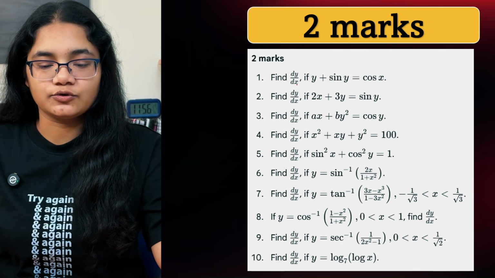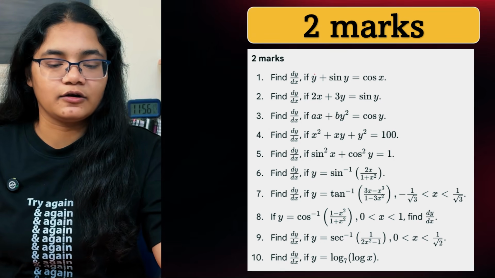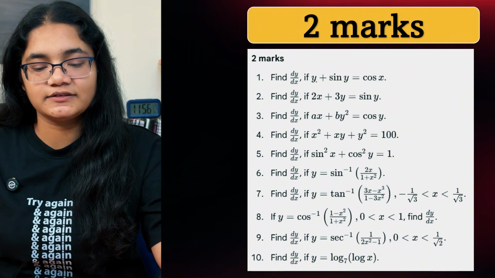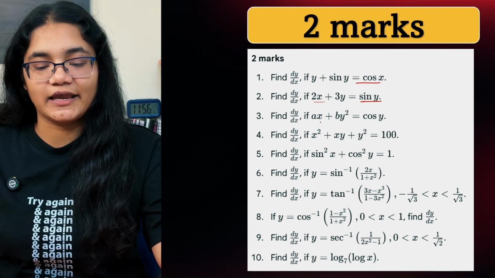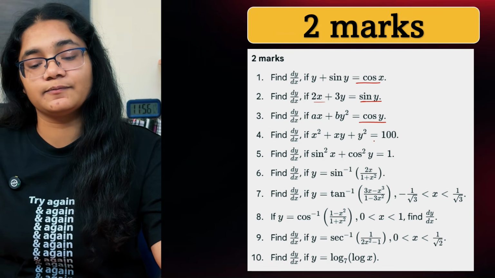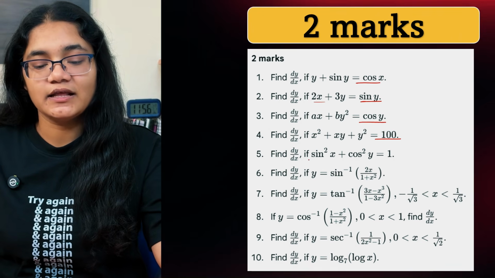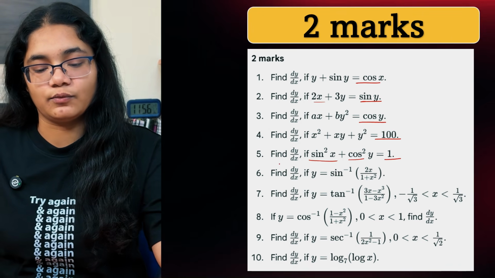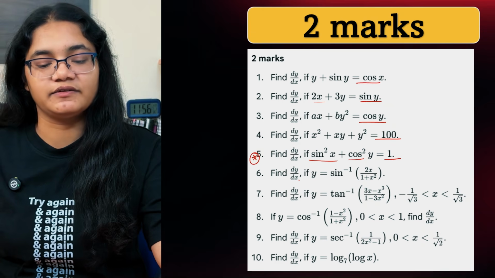Here are some direct 2-marker questions. Find dy/dx if y + sin y = cos x, 2x + 3y = sin y, ax + by² = cos y, x² + y² + xy = 100, sin²x + cos²y = 1. This I have also given. This is a previous year question.